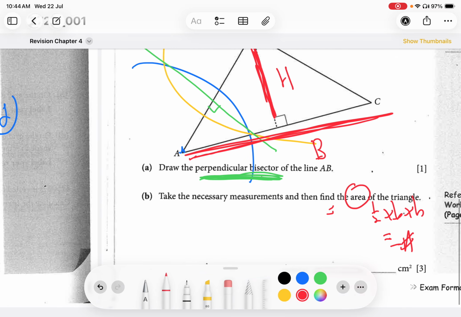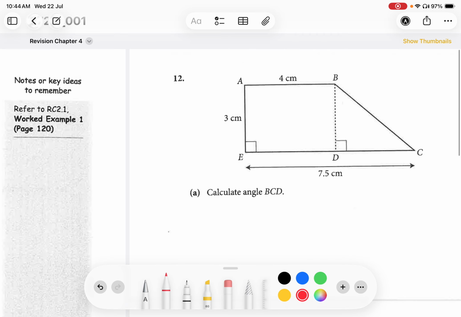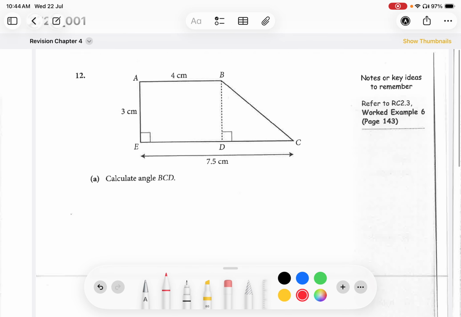Okay, the next one. Find the angle BCD. You want to find this angle, angle BCD. So this is 3 cm, 4 cm, this is 4, this is 3. This side here logically would be 3.5 cm. See, this side here is 4, so 7.5 minus 4 is 3.5.